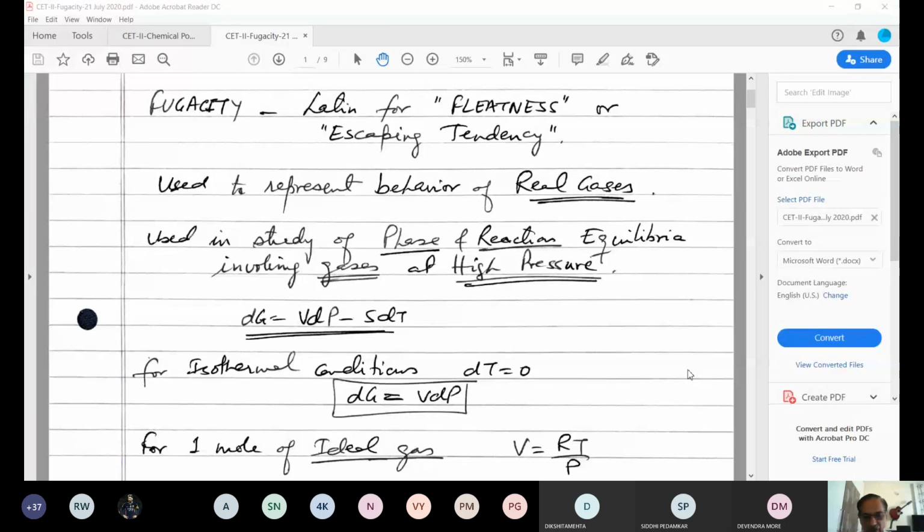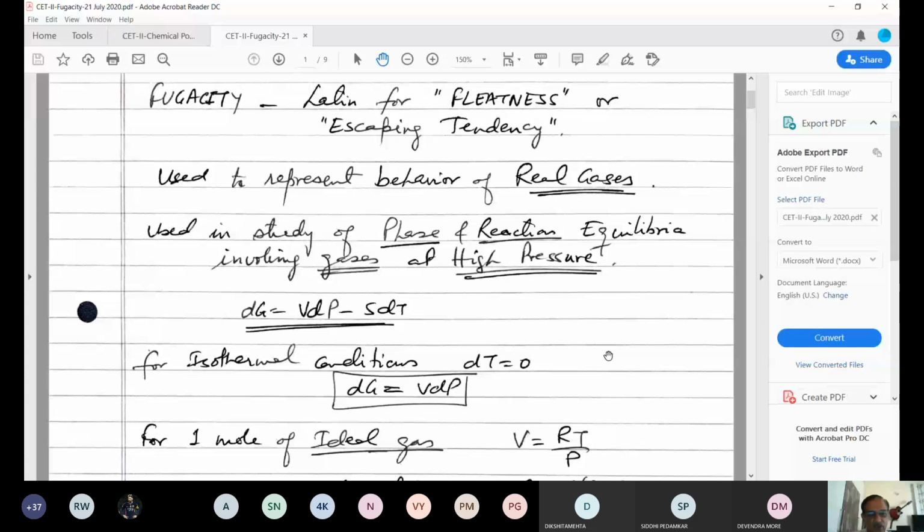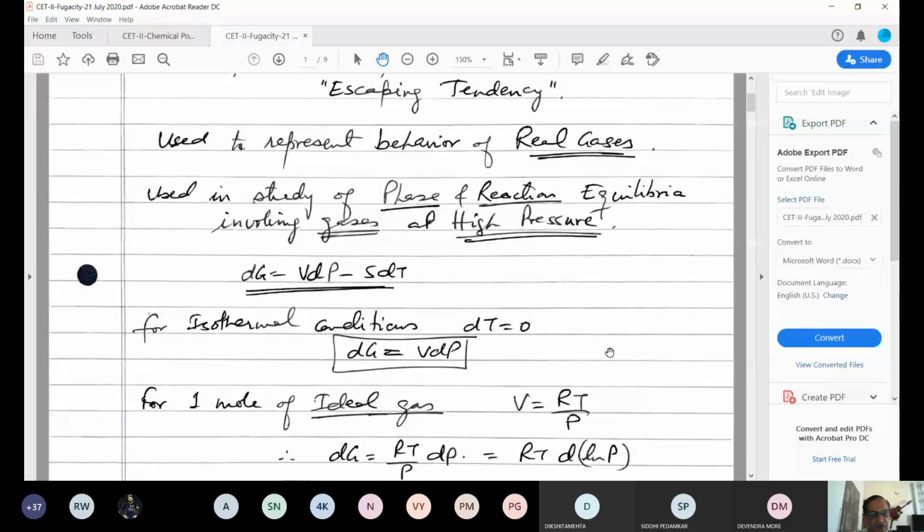Similarly, when we talk about fugacity, at high pressure the molecules come closer to each other. There will be more force of attraction between them. They will occupy a significant volume, so we have to account for that. How does pressure change for a real gas, which is not behaving as an ideal gas? That's why we introduce the concept of fugacity. Okay? So let us see how we define fugacity.